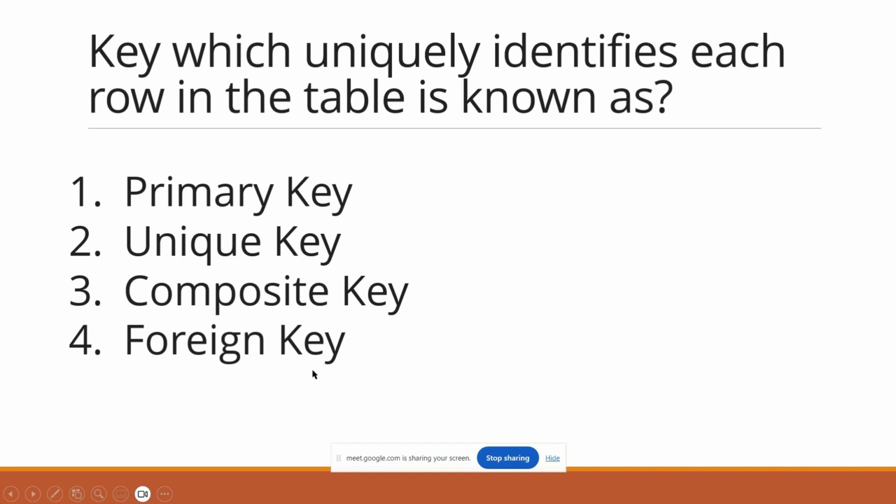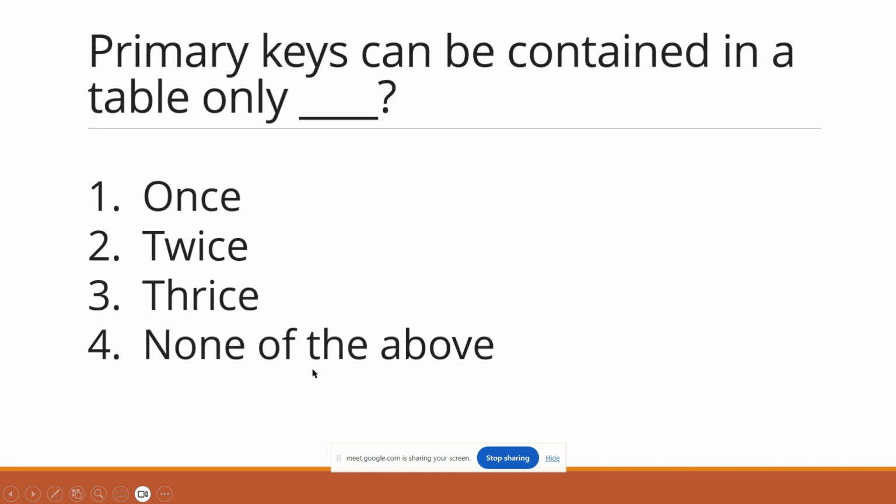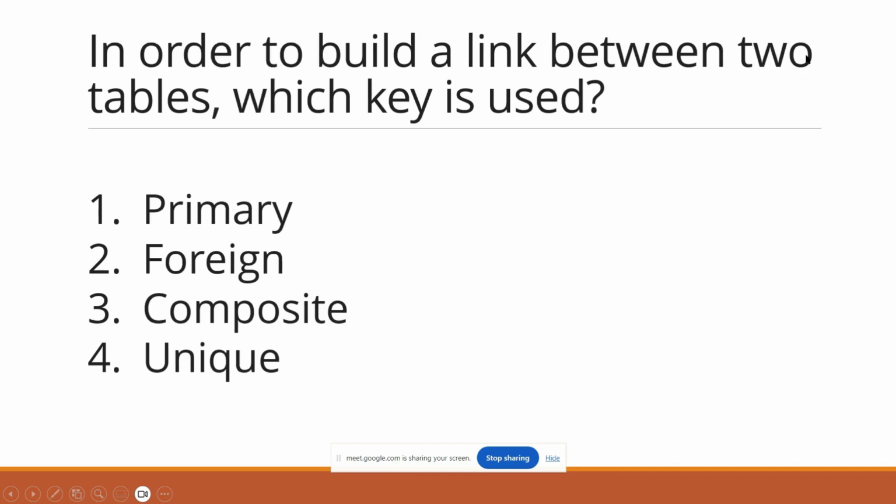Next question: a primary key can be contained in a table only once. They will give you the options once, twice, thrice, none of this, so it should always be once. And in order to build a link between two tables, which key is used? It is always the foreign key. Whenever you want to join two tables, we use a foreign key.